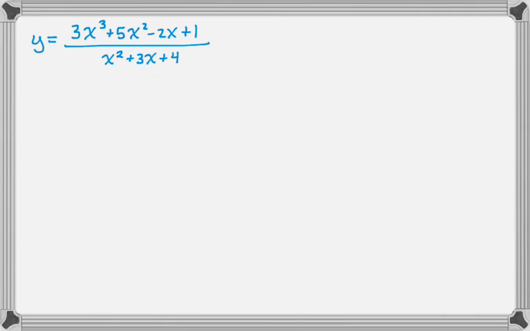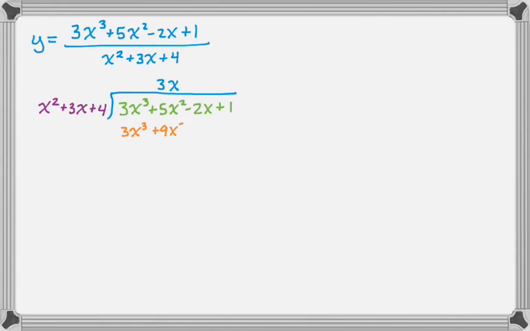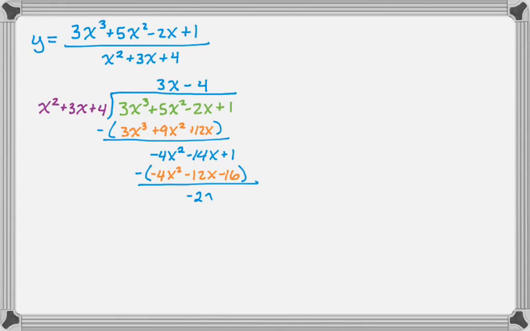Let's take a look at another one. We have this, which is kind of ugly, so I'm going to set it up like so. I want to kill the 3x cubed term, so I need to multiply by 3x to make that happen. I'm going to go through and do that, put parentheses around it, and subtract. I like to do this in a really organized way. I drop down the 1. Now I need to kill the negative 4x squared, so I need to multiply by negative 4. Let's do that: multiply it out, put parentheses around it, and subtract.